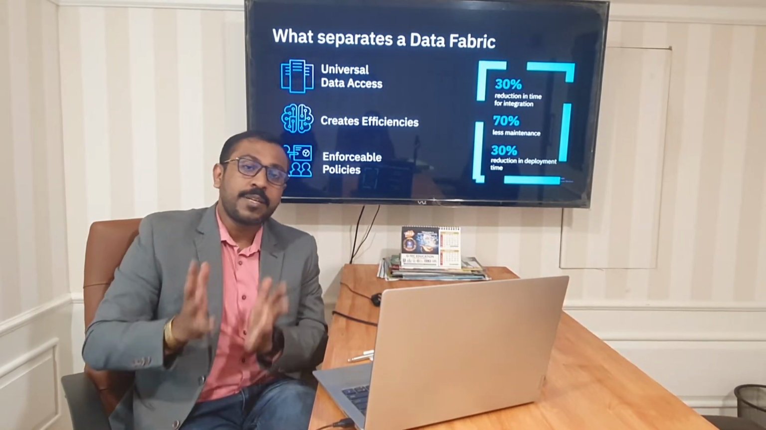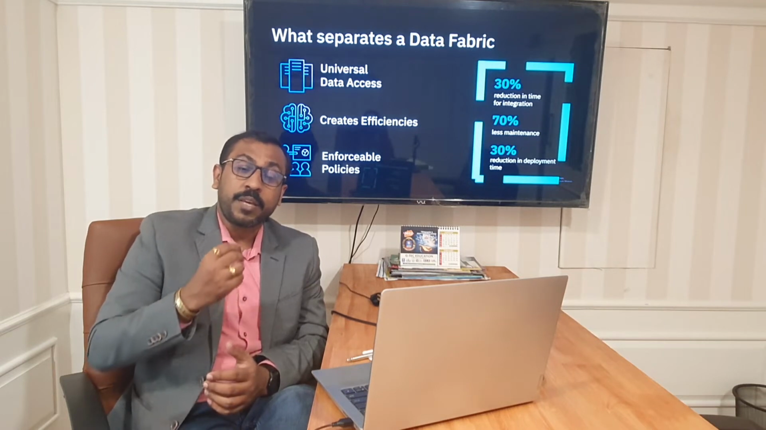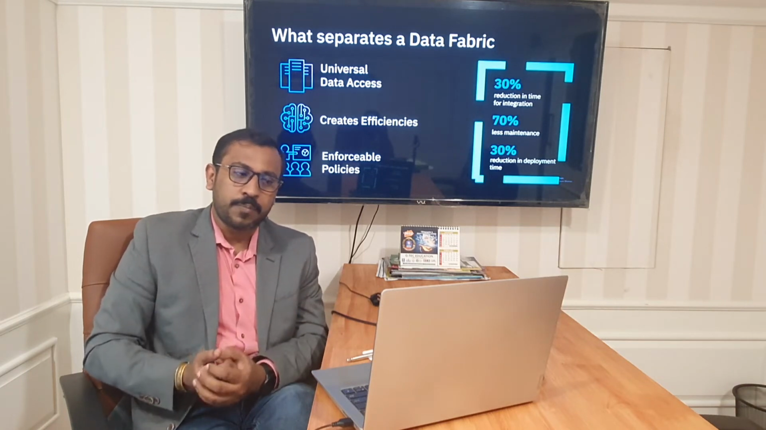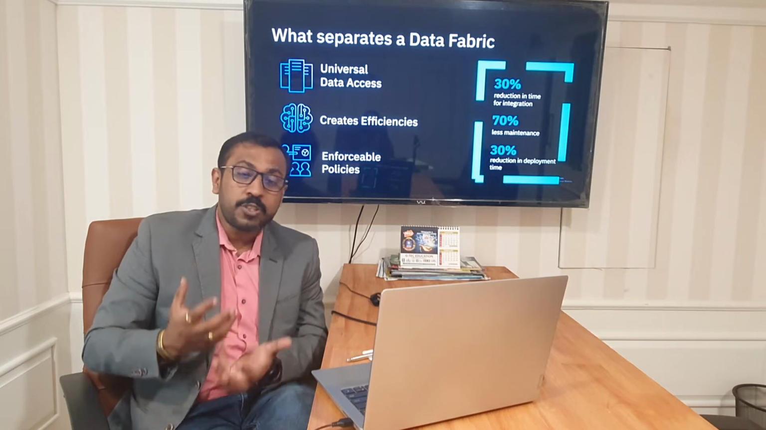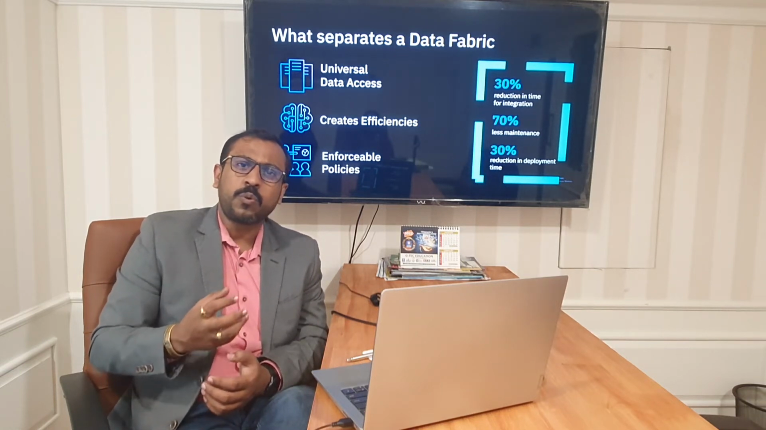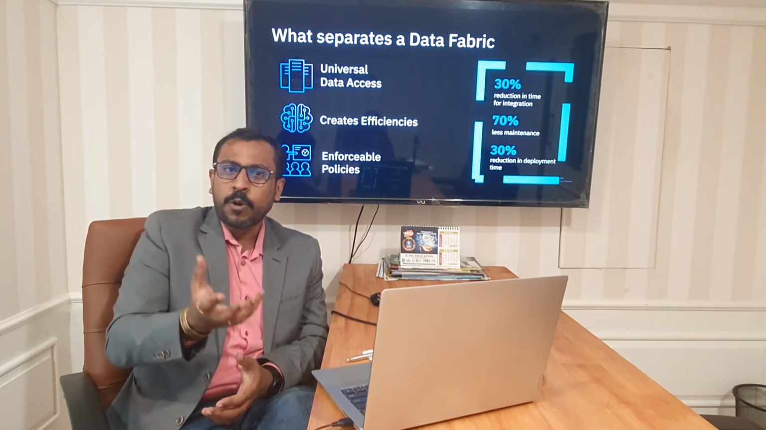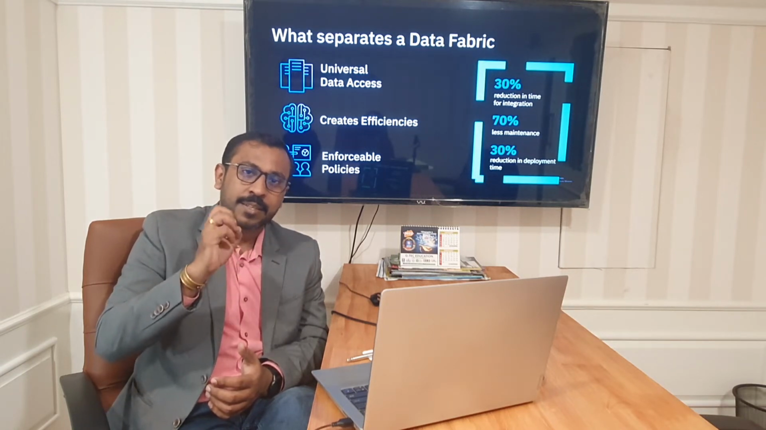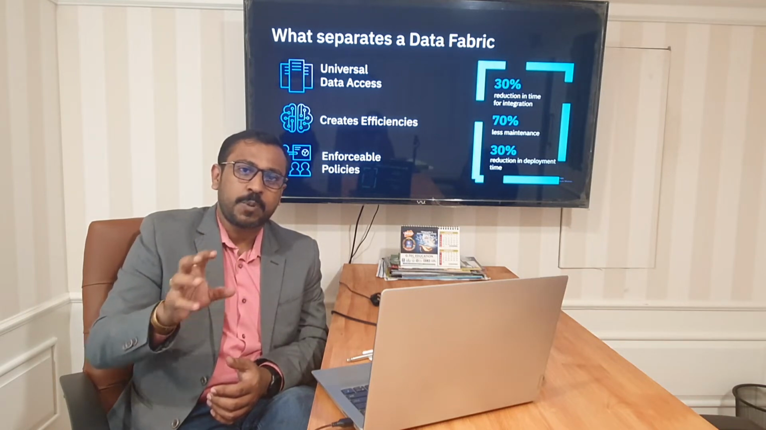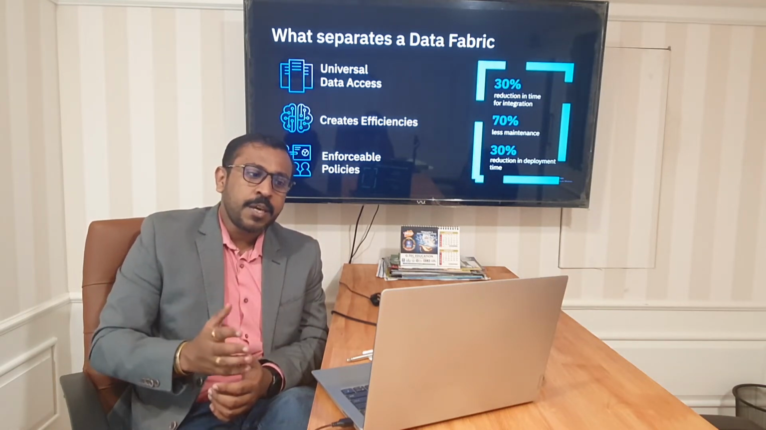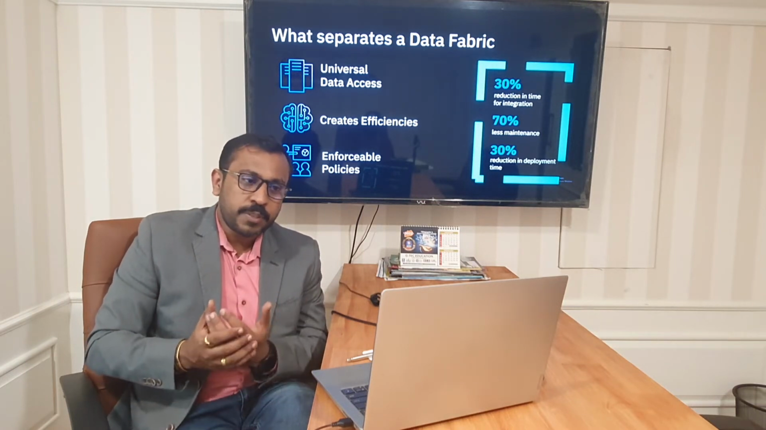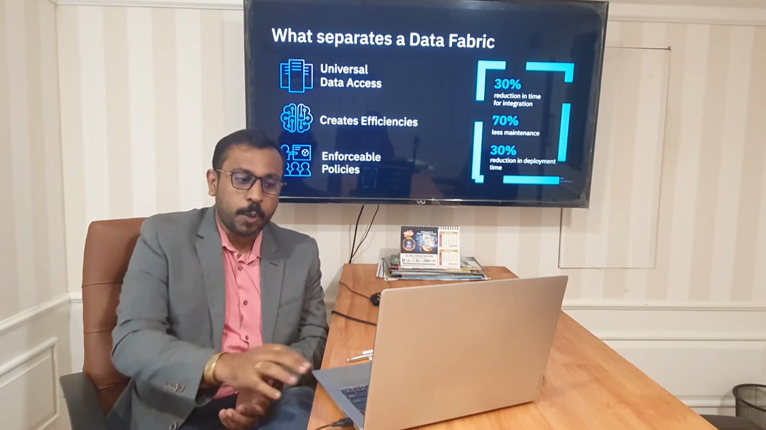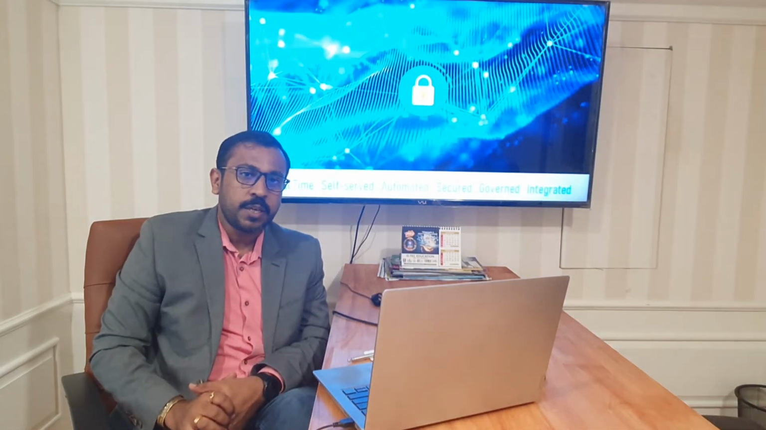One, it has universal data access. Whatever be the kind of data, it can be even handwritten data. If there is some kind of human intervention, the machines can still relate data so that businesses can work around it. Second, it creates efficiencies, it creates enforceable policies, which means every data, even though we may not know the data abstract or maybe we may not know the schema of data, but still, it identifies the metadata from it, it extracts the data, implements policies along it so that only authorized people can access it. So what happens? It increases the overall efficiency of the business, reduces the time of integration, 70% less maintenance, 30% reduction in deployment time. That is the whole purpose of using data fabric.